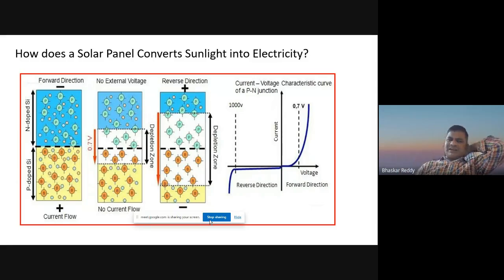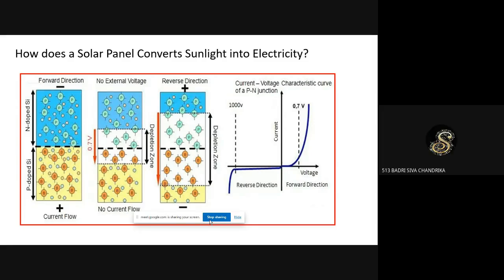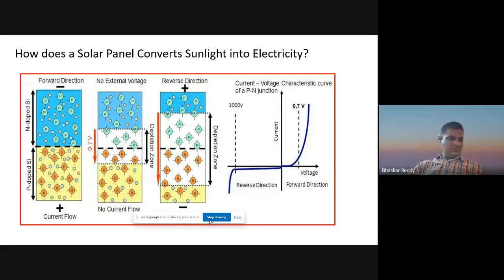And what are the majority carriers in the p? Any electronics student present? The holes are the majority carriers in the p layer. The electrons are the majority carriers in the n layer normally.